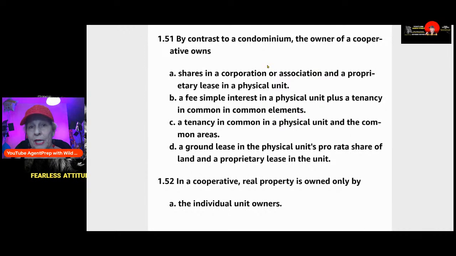corporation, right? Corporations have shares. And so they have different shareholders that buy so many shares. And then they elect board members, right? Or officers. So by contrast, in a condominium, you own the airspace in a unit. In a cooperative, it's a corporation. Okay, so they own shares in a corporation or association, and they can have a proprietary lease in a physical unit.